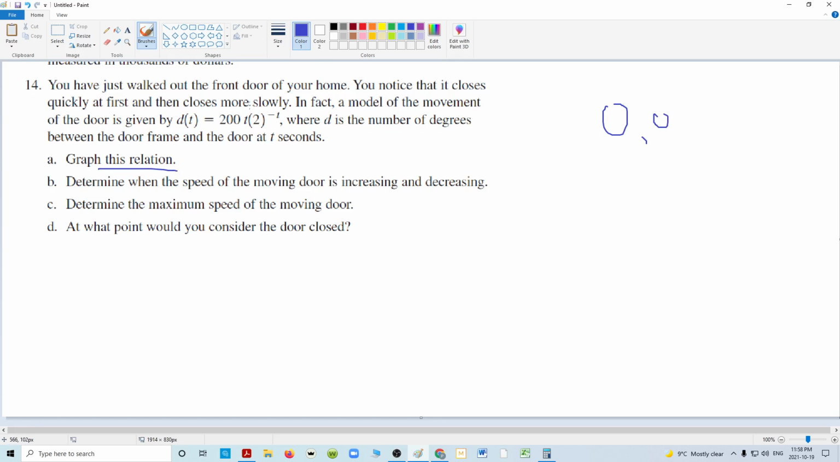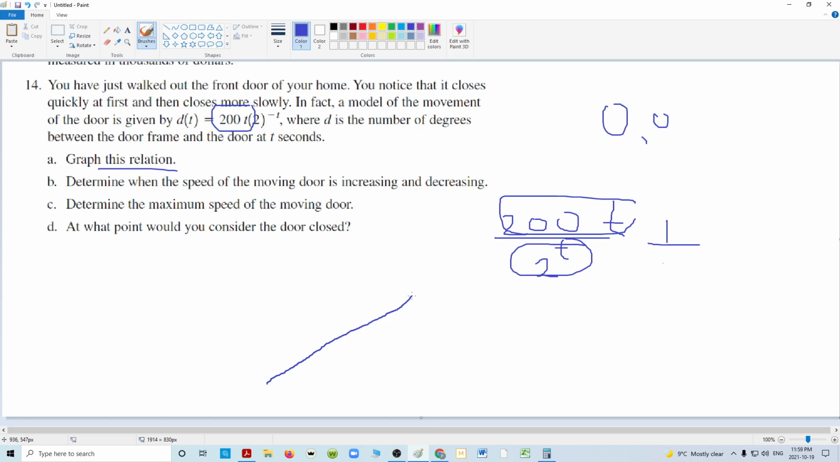Graph this relation. So we have a straight line, and this 2 to the minus t is the same as 1 over 2 to the t. Normally 2 to the t would be a growth curve, but when it's 1 over the growth curve, it's a decay curve. So we're getting a line that's probably going to be dominant, and then the decay curve is going to take over. So it's going to go up, and then it's going to hug the 0 line. Right here is probably our point of interest.